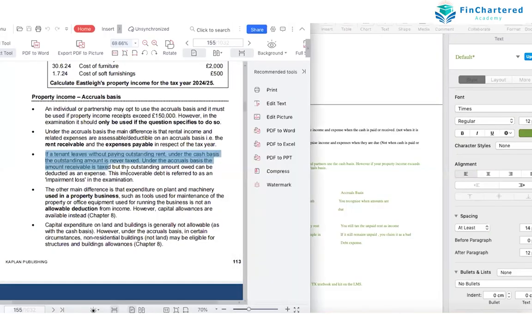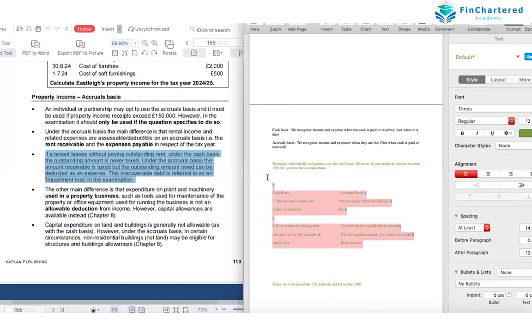Here it is mentioned, but again, I don't want to leave you with paragraphs. So keeping a table like this will be easy for you to see and differentiate. Okay, so cash basis, accruals basis. Both bases, I hope, are very, very clear.